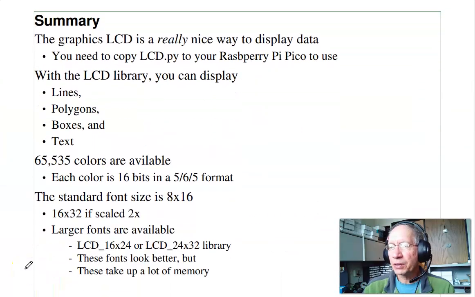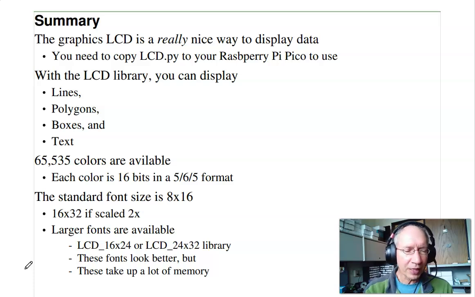So those are some of the routines that are available in the LCD routine. It's still a work in progress, but what it does for you is give you access to the LCD display, so you can draw lines, rectangles, playing cards, dice, polygons, text in 65,000 different colors. The standard font is 8x16, which isn't real pretty, but it's pretty fast and doesn't take a lot of space. Larger fonts are available, but they use up a lot more memory.